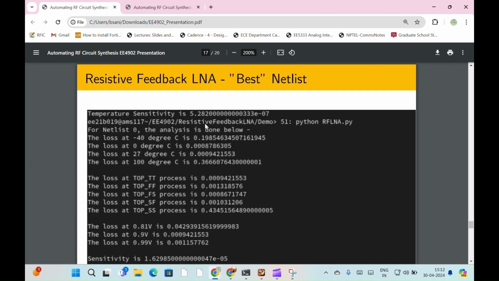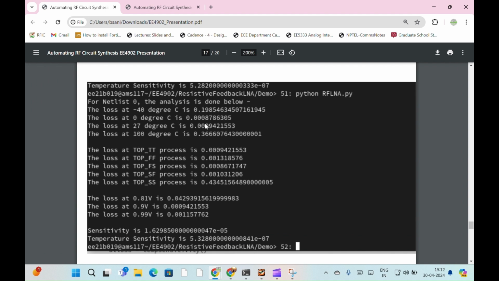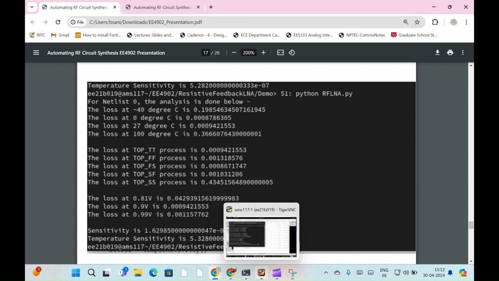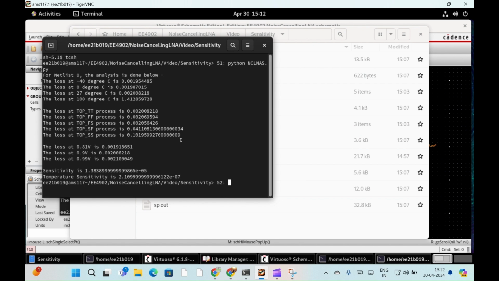Again, on the best performing netlist, these checks were performed: the temperature analysis check, the process analysis check, the voltage supply analysis check, and the sensitivity check. And as we speak about this, let's check what is the status. This has successfully executed.